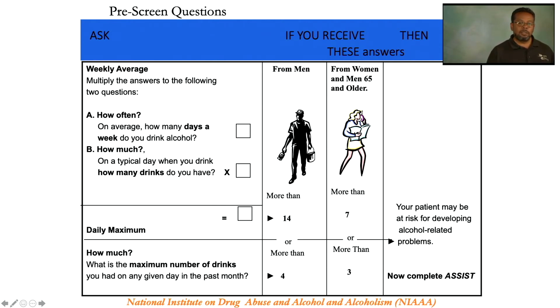And now the actual cutoff levels for drinking within a day for a woman or a male over 65 is 3 drinks in one sitting and 5 drinks within a day.